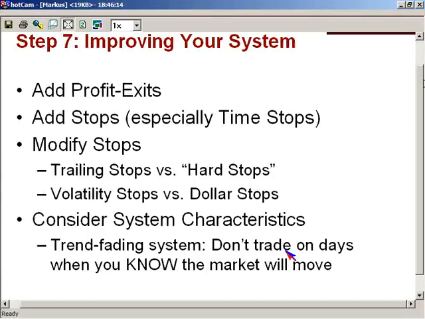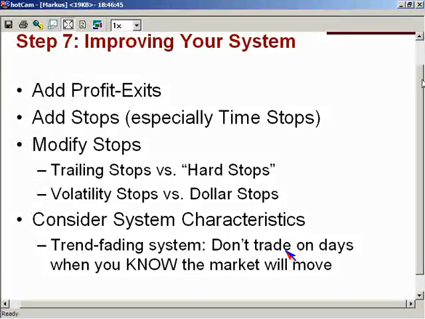How do you improve your system the right way? You add profit exits. If you don't have profit targets up to now, start adding profit targets. Take money off the table as soon as it is there. Add some stops or modify your stops. Use trailing stops versus the hard dollar stops of $100 or $150. Use volatility stops versus dollar stops. And consider the system characteristics.